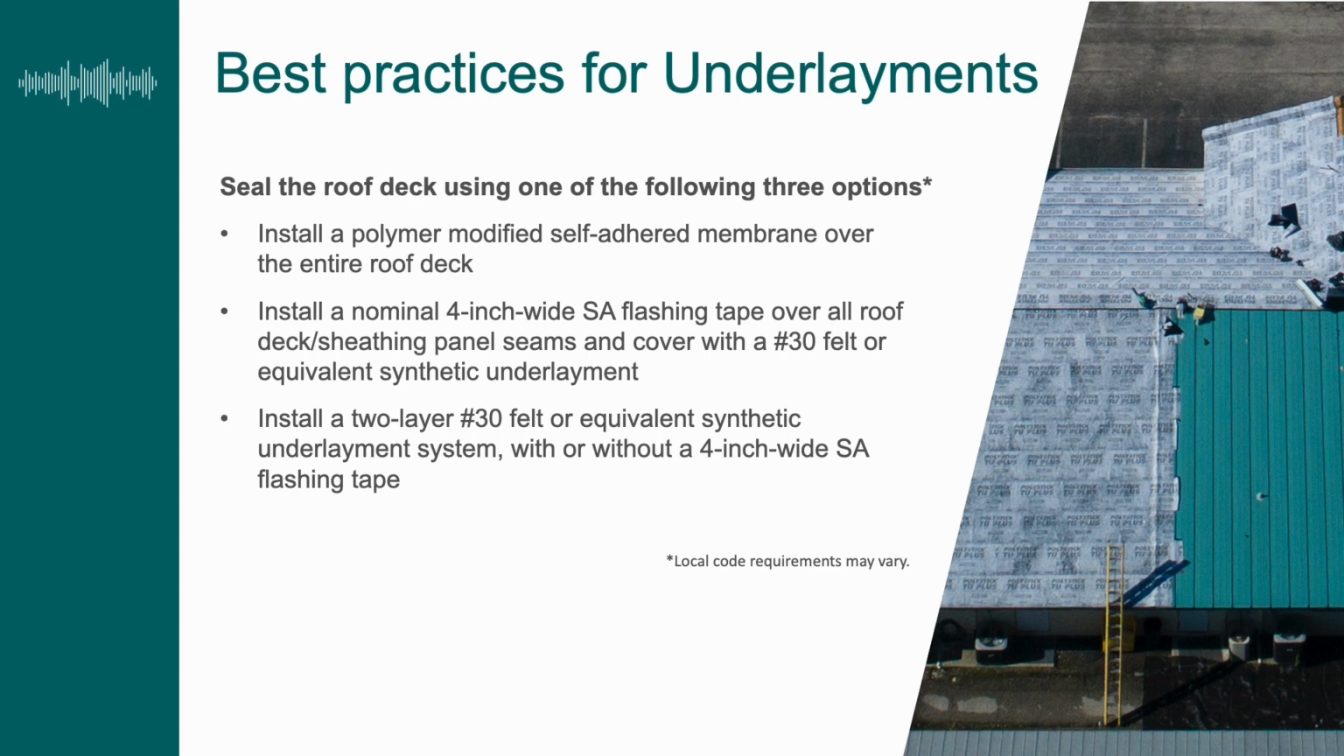Why? Because it is much more difficult for water to penetrate through the roof deck joints if the deck is actually sealed. So your first option is to use a polymer-modified self-adhered membrane over the entire roof deck. Your second option is to install a 4-inch wide self-adhered flashing tape over the roof deck joints and go over that with a 30-pound felt or an equivalent synthetic underlayment. And your third option is to install 2 layers of 30-pound felt or equivalent synthetic underlayment with or without the 4-inch self-adhered flashing tape.